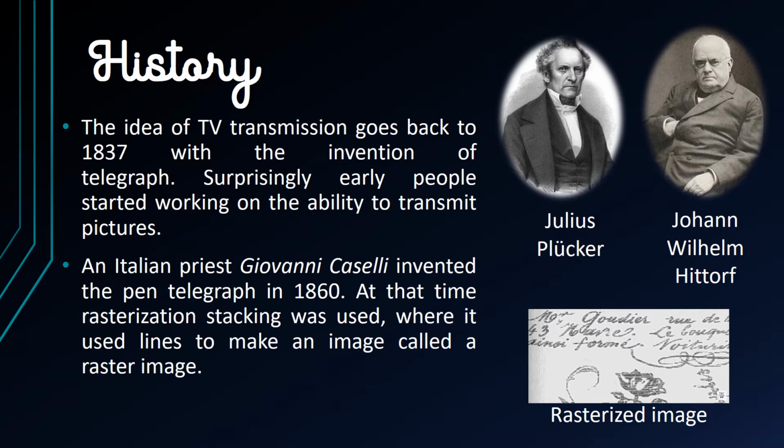The synchronized receiving apparatus would use a piece of paper and impregnate it with a chemical that darkened when the current passed through it. This process was an early version of what is called rasterization, stacking lines to make an image called a raster image, which would be a critical part in developing the television.